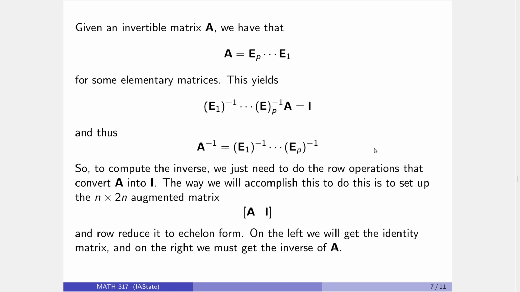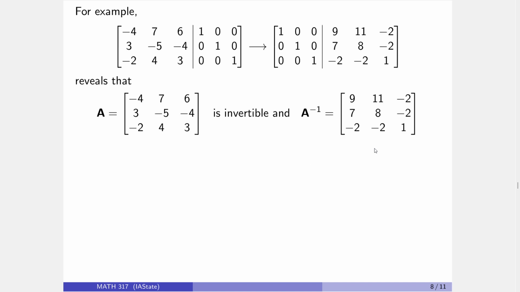But this does give us a method of producing the inverse without necessarily having to have a formula or anything. Alright, so for an example, if we had -4, 7, 6, 3, -5, -4, -2, 4, and 3 as our 3 by 3 matrix, we slapped the identity matrix on the right. I REF'd it, and by that I mean I asked a computer to give me the REF, and it gets us the identity matrix on the left, and on the right must be A inverse.